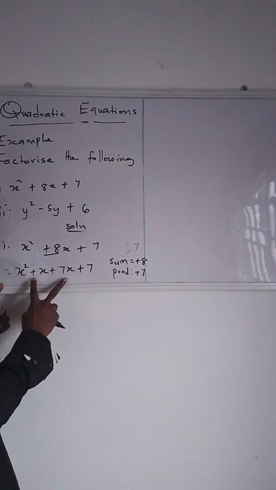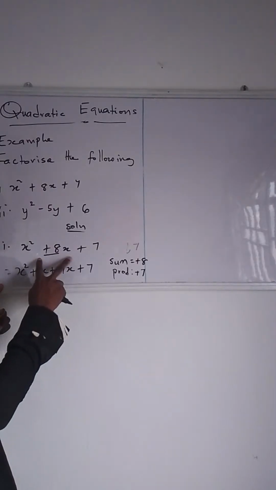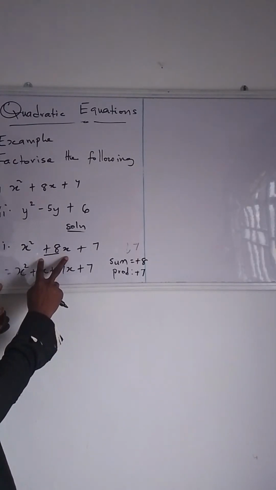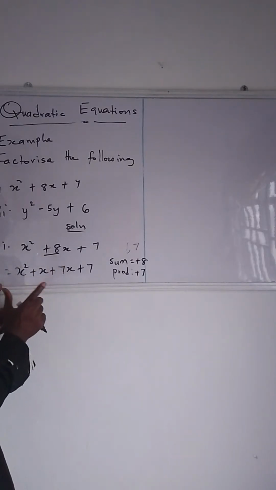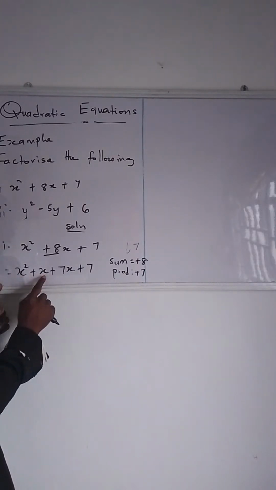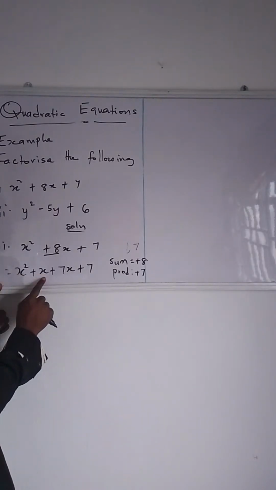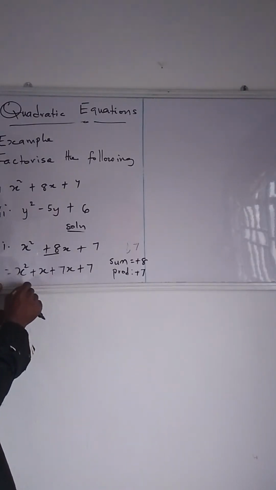You see, this expression is the same thing as what we have here, because when you add this and this together, you're still going to have 8x. Now I'm going to take the first pair and look for the common factor. What can go here and can also go here is x. So let me factor out x.